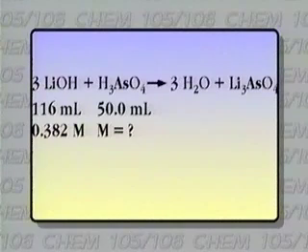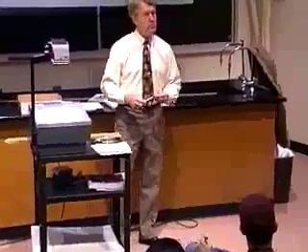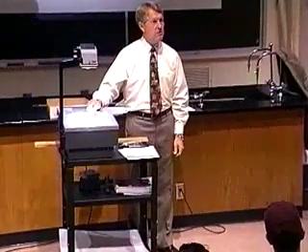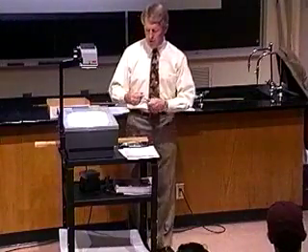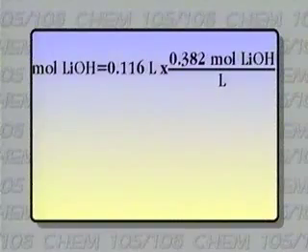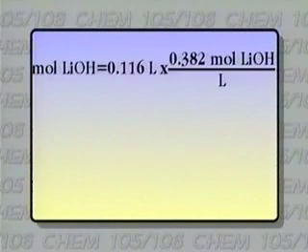Now, again, we follow the steps of stoichiometry. The first step is to determine the number of moles of known substance. Our known substance is the base, the lithium hydroxide. So the first thing I want to do is calculate the number of moles of lithium hydroxide. So moles of LiOH are equal to the volume expressed in liters, 0.116 liters, multiplied by the concentration in molarity, 0.382 moles of LiOH per liter.